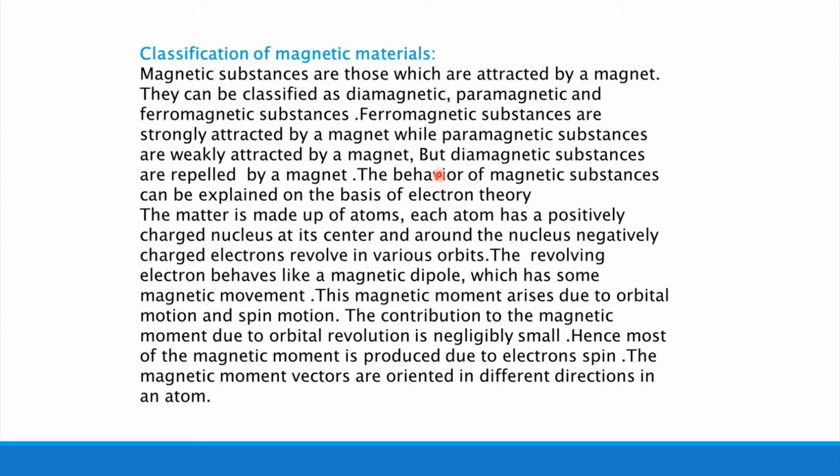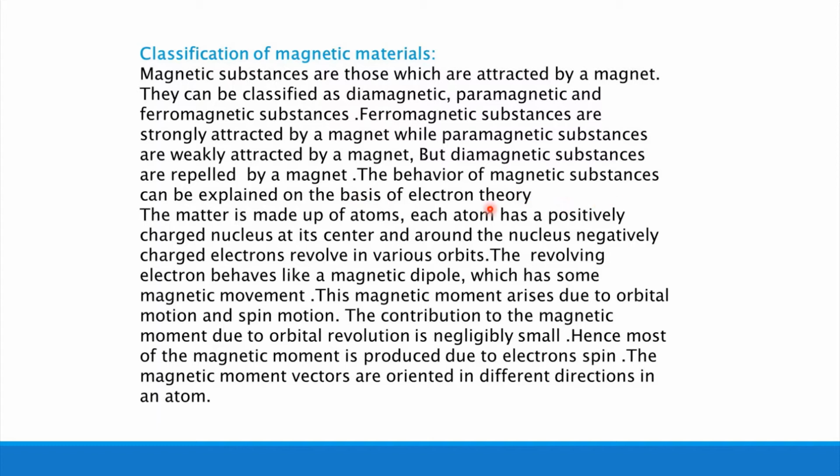Now come to the classification of magnetic materials. Here the magnetic materials have been classified into dia, para and ferromagnetic substances. Basically, magnetic substances are those which are attracted by a magnet. Ferromagnetic substances are strongly attracted by a magnet, while paramagnetic substances are weakly attracted by a magnet. But diamagnetic substances are repelled by a magnet.